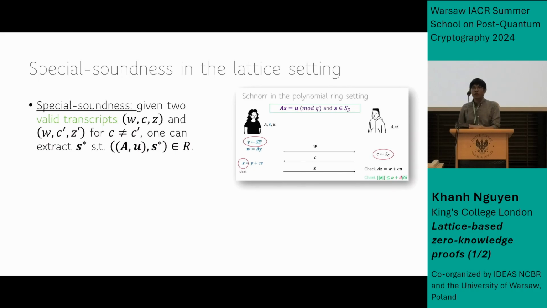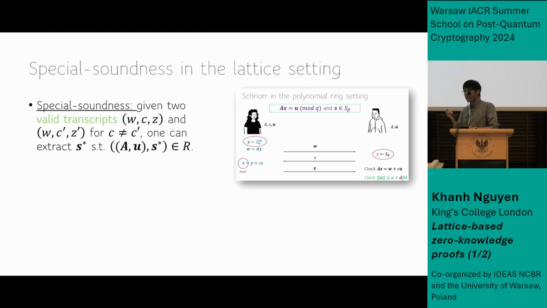Cool. So, special soundness in the lattice setting. Can we get the same thing? Because the talk is more than 2 hours, you can guess the answer is no. So we have 2 valid transcripts, W, C, Z and W, C prime, Z prime, where the first message is W, but the challenges C and C prime are different. So now the question is whether I can extract the original witness S star.